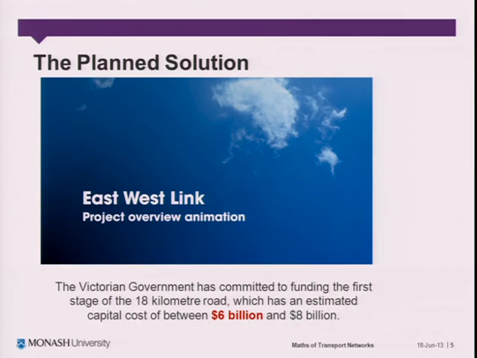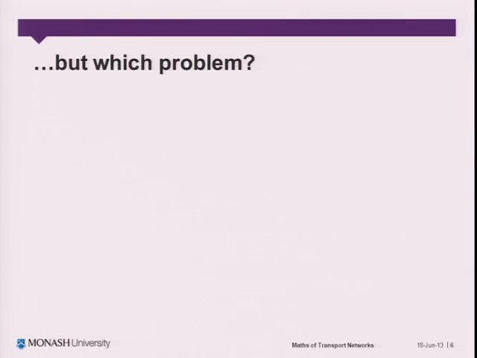So there is a planned solution. Our good government has given to us, and let's see if we can get this arrow to appear. These things are sent to try us. Bingo.